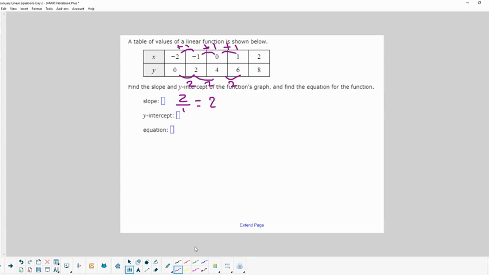Then the y-intercept, that's the place where the x value is 0, we keep saying. So you find x as 0 in the x column, and then if you go down and find the y value that goes with that, that is the y-intercept.